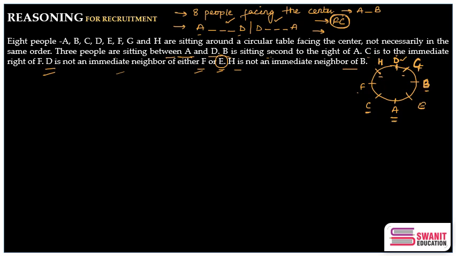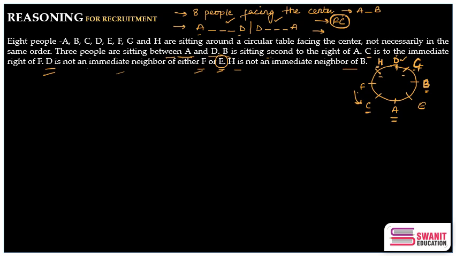That's again good. C is to the immediate right of F. So C is to the immediate right of F. That's still okay. D is not an immediate neighbor of either F or E. So D does not have F or E as the neighbor. It has H or G. H is not an immediate neighbor of B because H is here and B is here. So that means my arrangement is 100% correct, and whatever questions I'll solve now will be quite correct.